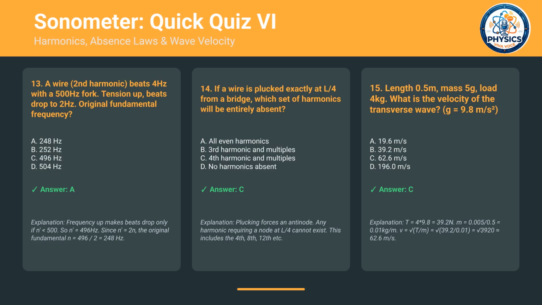Question 13. With the wire beating 4 Hz with a 500 Hz fork and beats dropping after tension increases, the original fundamental frequency must be 248 Hz. Question 14. Plucking the wire at L/4 from a bridge suppresses the 4th harmonic and its multiples. Question 15. The velocity of the transverse wave, given the parameters, is approximately 62.6 meters per second.